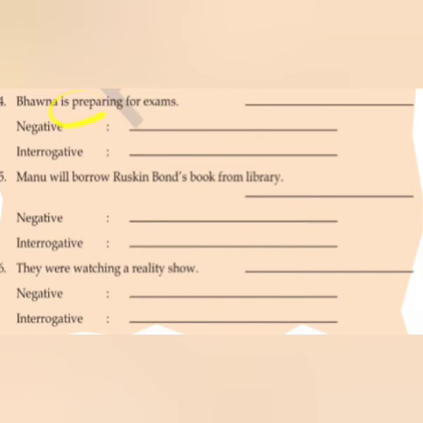So this is preparing tells us that this sentence is in present continuous tense. Then how to convert into negative? We just put not after helping verb. And what is helping verb here? This is. So its negative is Bhavna is not preparing for exams. Then interrogative: is Bhavna preparing for exams?